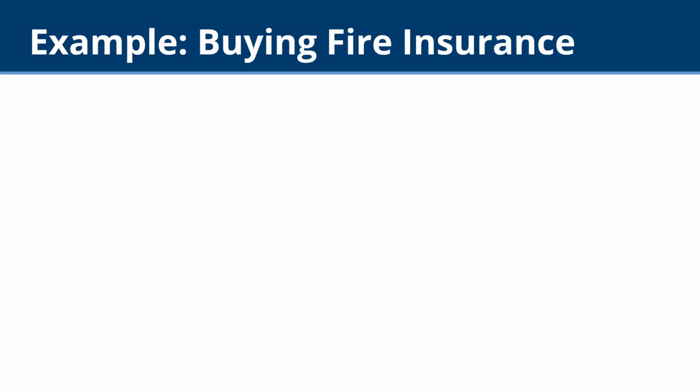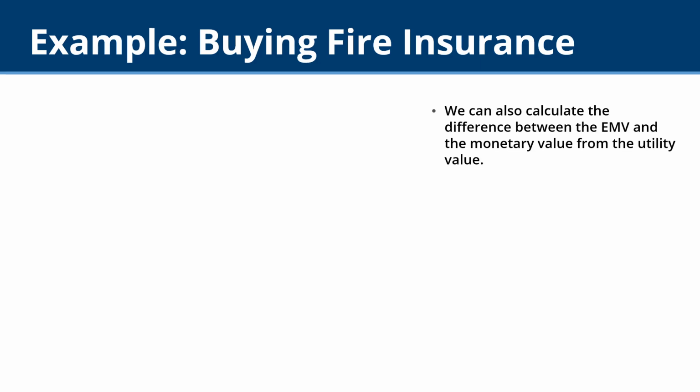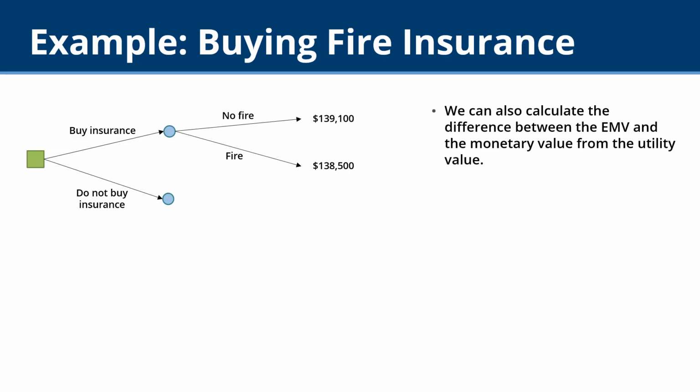Now, we could summarize all the results here and then come up with what the best decision will be for this homeowner. We can also calculate the difference between the EMV and the monetary value from the utility value. We've already done this, but I'll summarize it here. The first event that happens in this situation is whether or not the homeowner buys insurance. That's the first event. It's a decision node, right? And then the chance nodes are either there's a fire or there's no fire, and you get the different outcomes here.